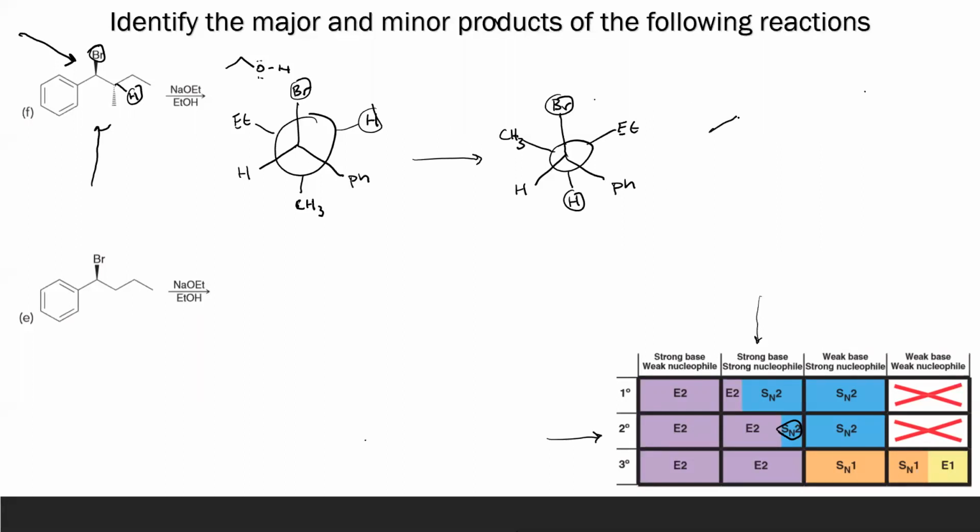So what that means is our final product is going to look something like that, because this ethyl group and phenyl group are on the same side of the molecule, as you can see in the Newman projection. So that's kind of one way to look at it.